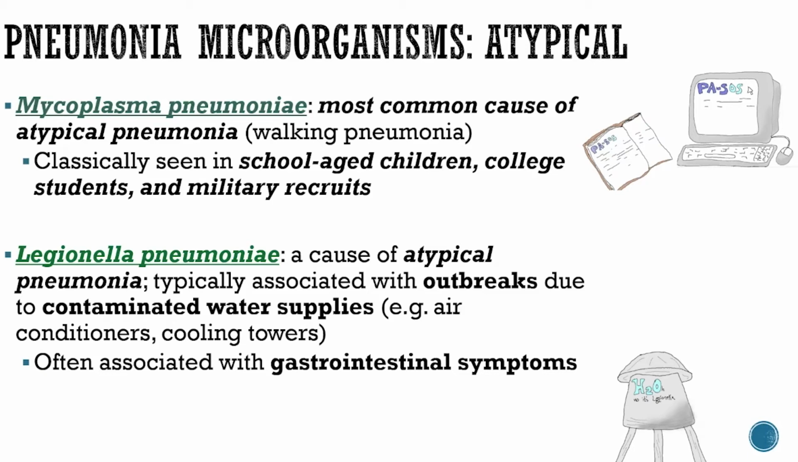Legionella pneumonia, a rare cause of pneumonia, is also associated with atypical pneumonia symptoms. Now, classically, Legionella pneumonia will be associated with outbreaks due to some sort of contaminated water supply. So usually in the question stem, you'll see patients having contact with air conditioners or cooling towers, and it's usually patients that are sick within a certain area because, again, it's associated with outbreaks. One of the things that make you think Legionella pneumonia is that this is one of the few pneumonias that are associated with gastrointestinal symptoms. So sometimes you'll see patients with what sound like pneumonia symptoms, but in addition with nausea, vomiting, or diarrhea. And that should make you think Legionella.